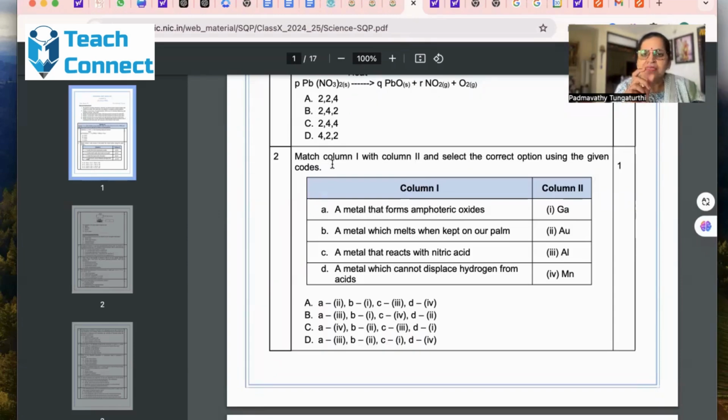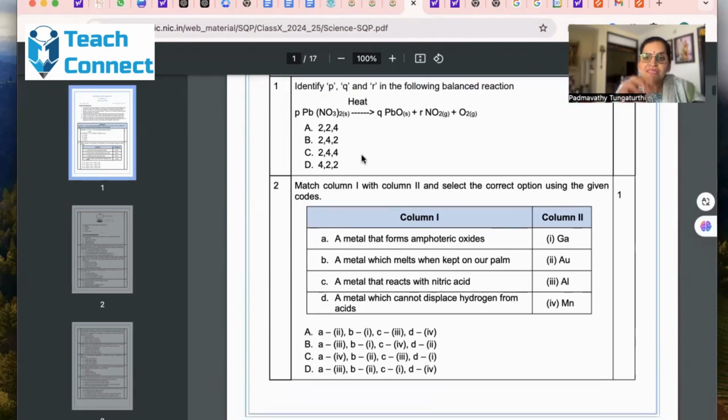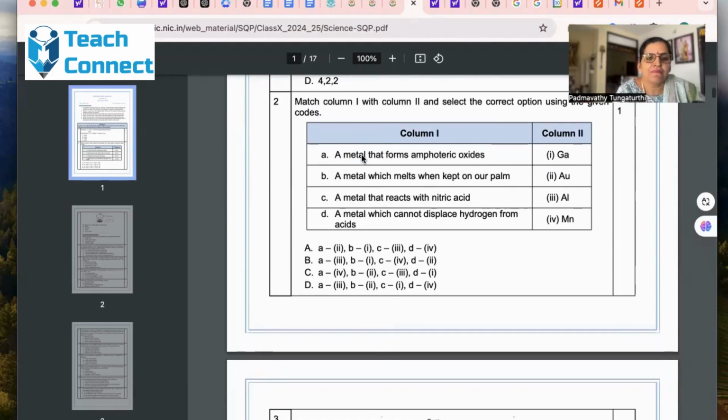That means the answers are not wrong, but where is the number to be written? Should it be written at P or Q or R? This is P, Q and R, they are in respective places. That's how very keenly the student is supposed to write this answer.